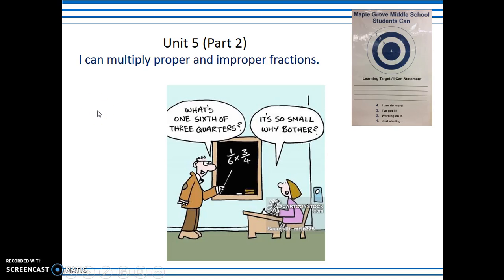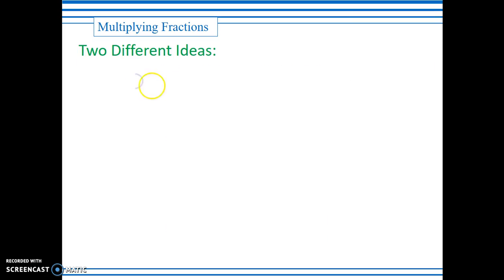Hello, this is Unit 5 and we're in Part 2 now. Our learning target today is that I can multiply proper and improper fractions. So there are two different perceptions with multiplying fractions, and we're going to discuss both of them today.